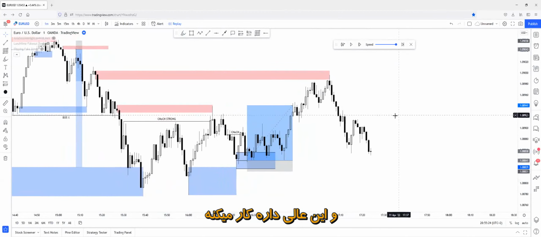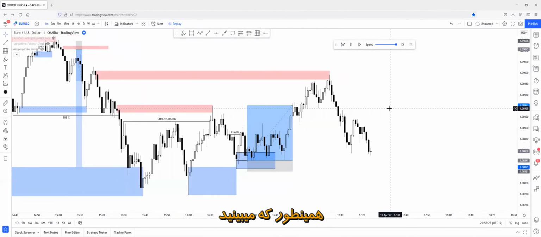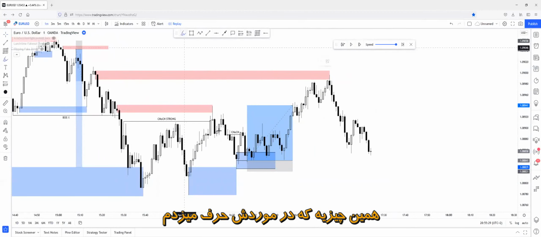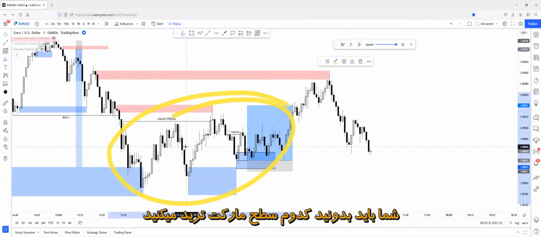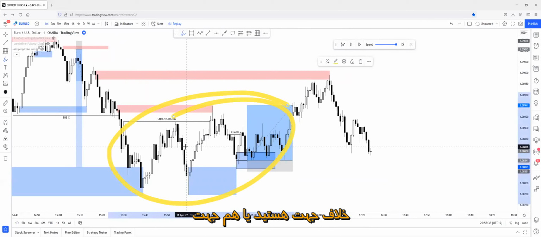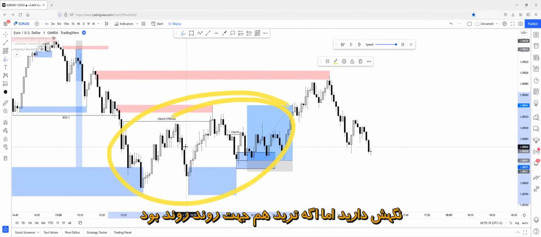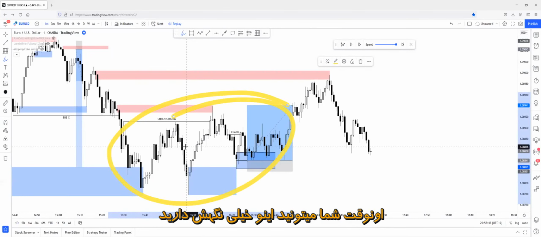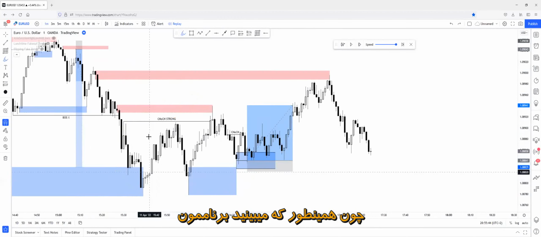And it's working out perfectly. As you can see, that's what I was talking about. You have to know which side of the market you are trading. You have to know if it's a counter trend trade or a pro trend trade, because if it's a counter trend trade, then you won't be able to hold it for long. But if it's a pro trend trade, then you'll be able to hold it for long, because as you can see, the plan was lining up.